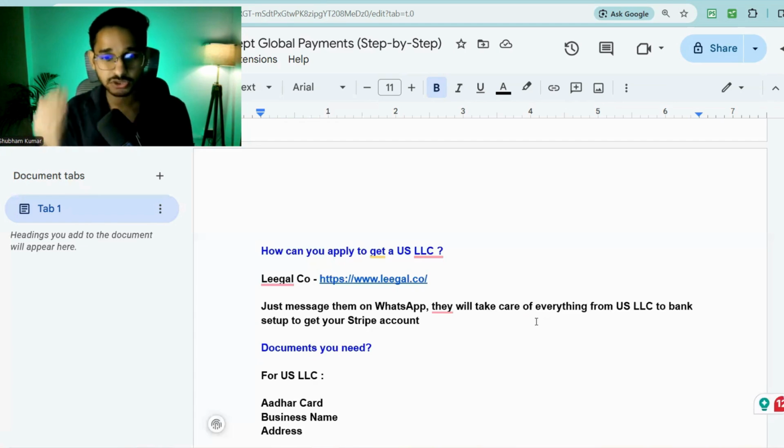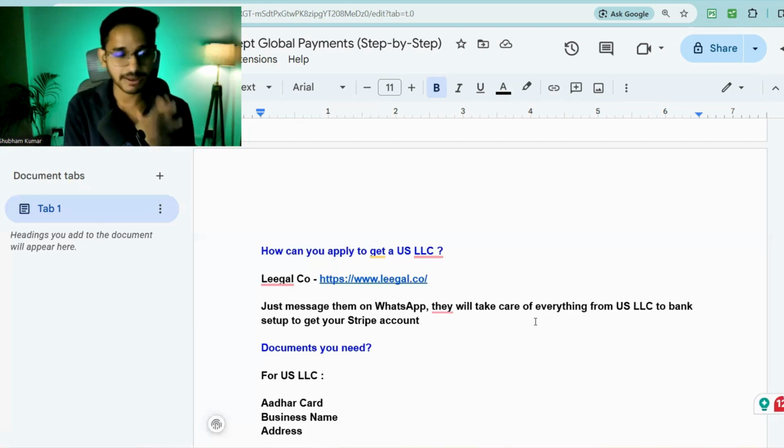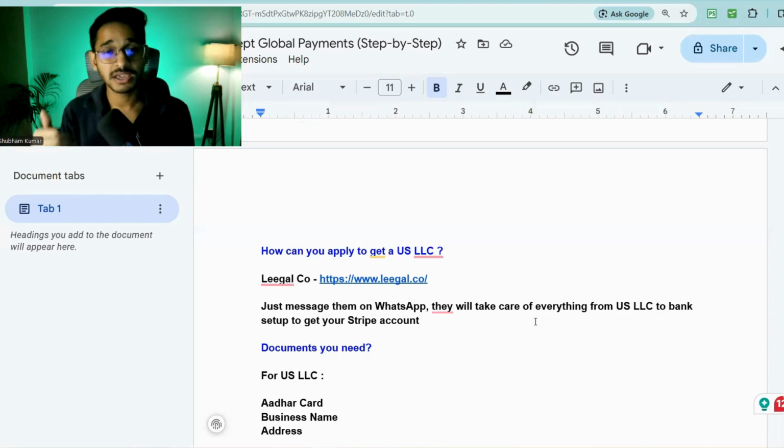What you can do is go to legal.co and send them a message on WhatsApp, and they will take care of the entire process from US LLC setup to bank setup, and finally to get you a payment platform like Stripe, right? So just message them on WhatsApp. They will ask you what exactly you want, and then they will send all the details, like what things they would need from you to initiate the process of getting your US LLC, right?